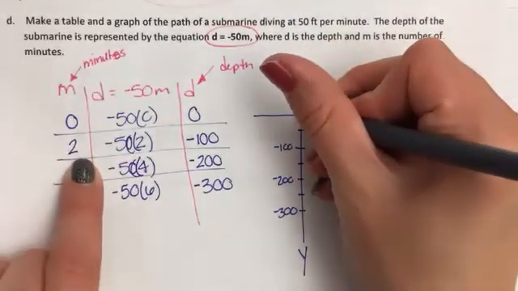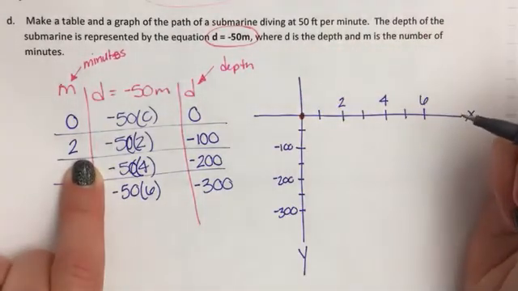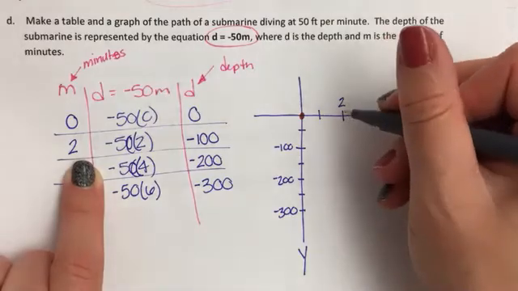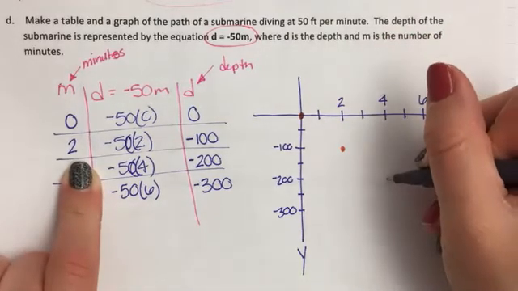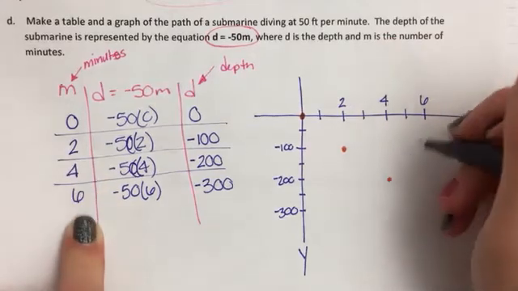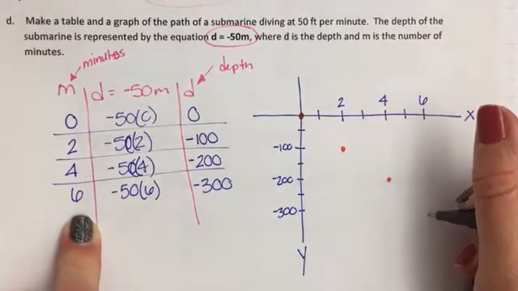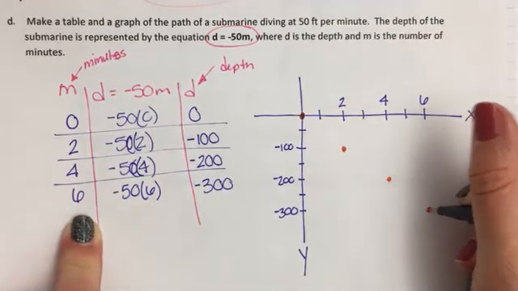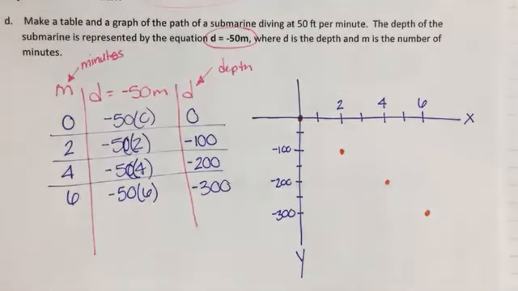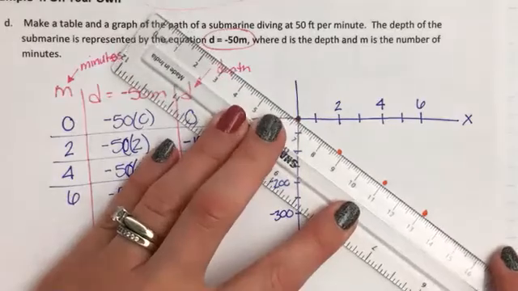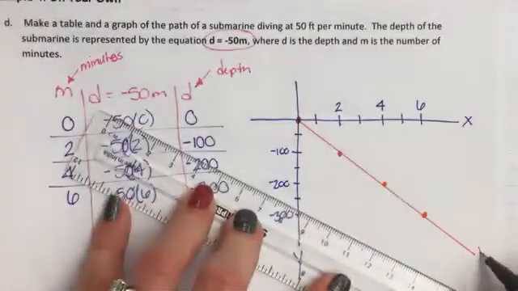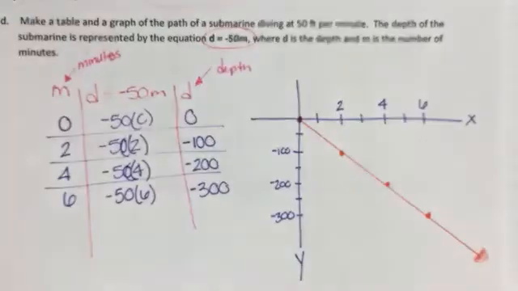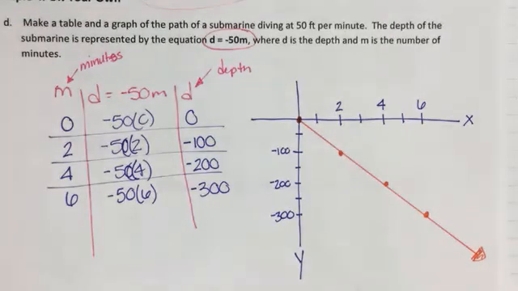So 0 and 0, they're at the surface of the water when they started. After 2 minutes though, they were already 100 feet deep. After 4 minutes, they were 200 feet deep. And after 6 minutes, they were 300 feet deep. You can see by this graph that the graph will let us actually make other predictions. It will let us show other values and what's going to keep happening if this submarine keeps descending.